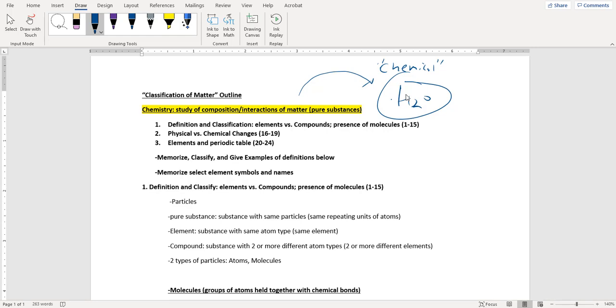Chemistry is derived from the word alchemy, which is the study of change. Because when you understand the composition of a substance, then you can actually create interactions and cause changes. So for example, by understanding that water is made up of H2O, I can actually shoot electricity through it, and I can create hydrogen gas, H2, and oxygen gas, the same stuff that we breathe.